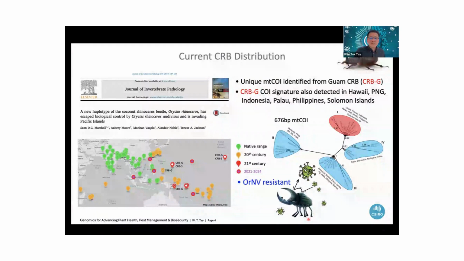More importantly, in recent years, between 2021 and 2024, it was also detected in other countries, including the native range. This is worrying because this CRB-G, where G stands for Guam biotype or haplotype, supposedly has a really ferocious appetite for the coconut palm, and it destroys the palm really quickly. There's no time for the palm to recover. So this is a really serious issue, and it's being addressed by international teams.